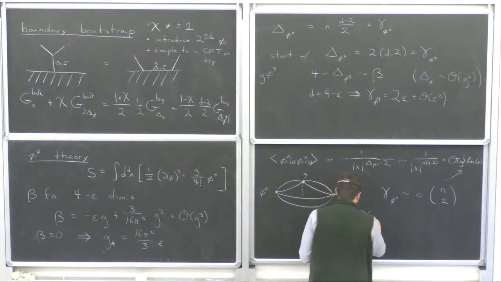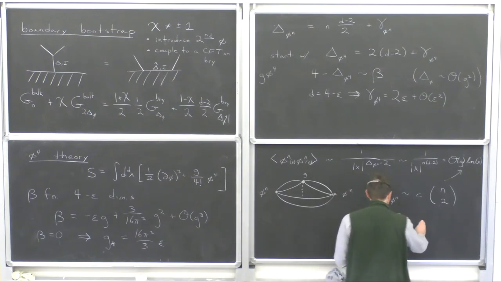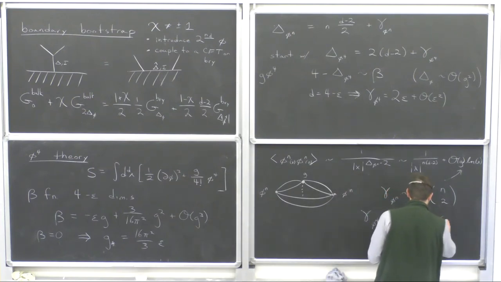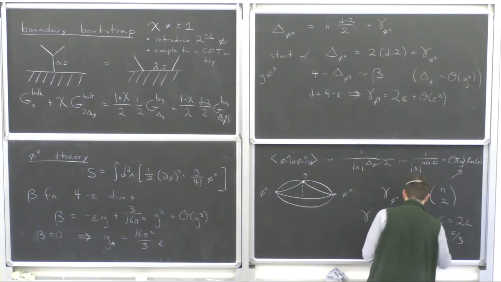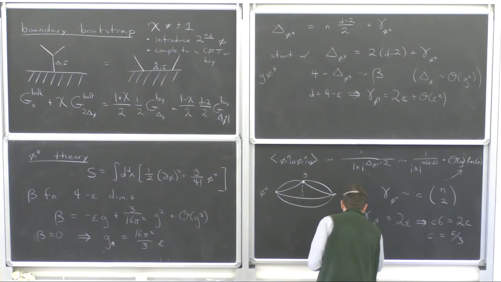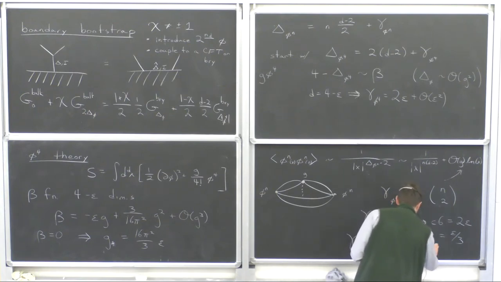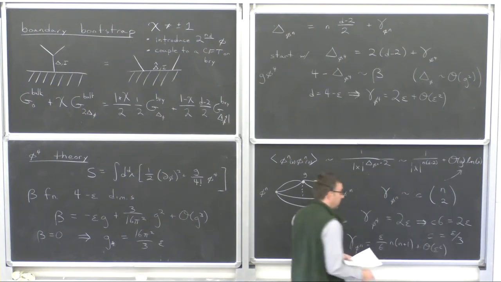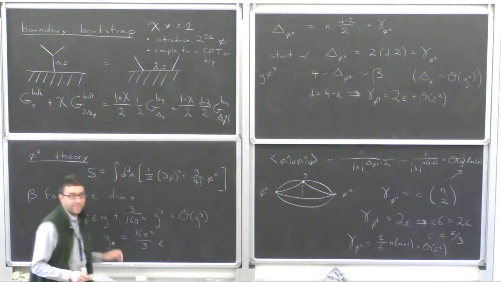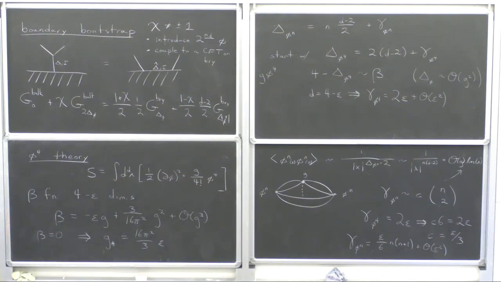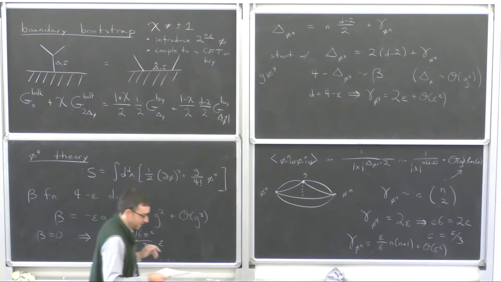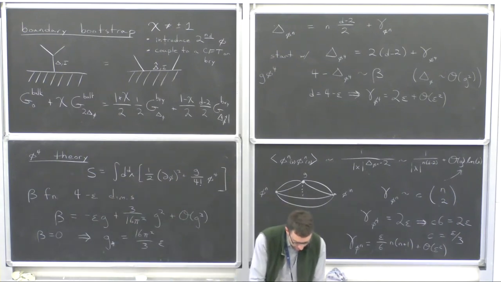Well, gamma phi^4, we just established by marginality of the coupling, is 2 epsilon. So this implies that c times 6 is 2 epsilon, implies that c is epsilon over 3, implies that gamma phi^n is epsilon over 6, n times (n minus 1), plus order epsilon squared, which is the correct answer without having done any kind of loop calculation. So this is good. We seem to be making progress.